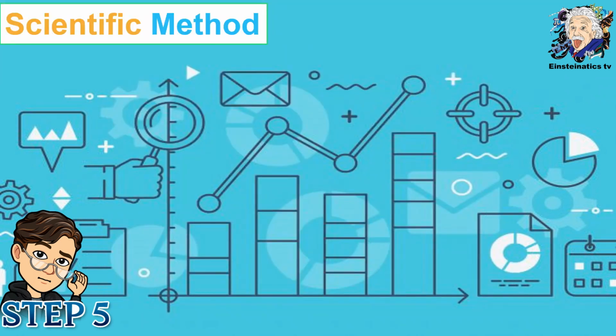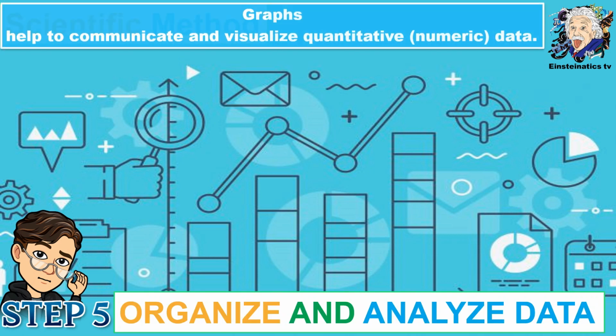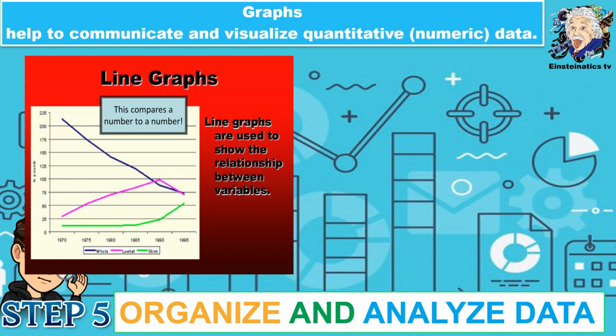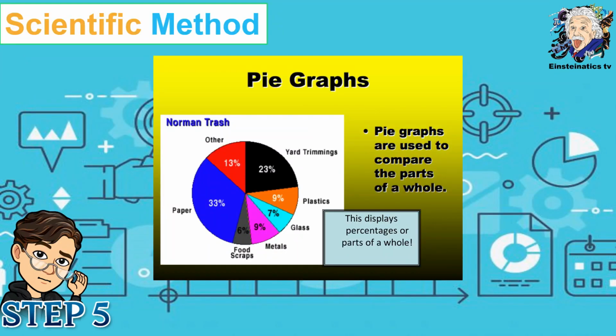So what are the graphs that you could use in presenting the data? There are various types of graphs, but the most commonly used are line graphs. This is used when you want to compare a number to a number. A bar graph is used if you want to compare a number to a word. And rarely used, but still you can use this one if you want to display percentages or parts of a whole.